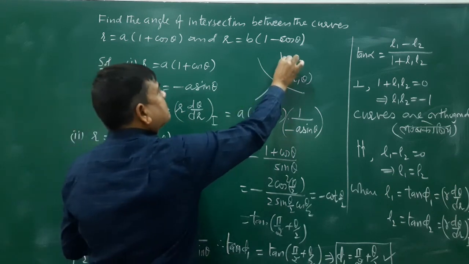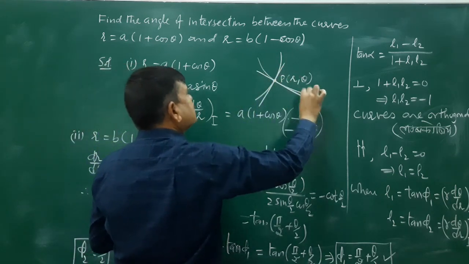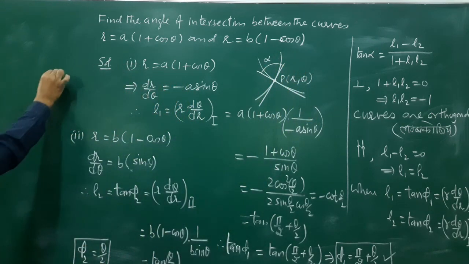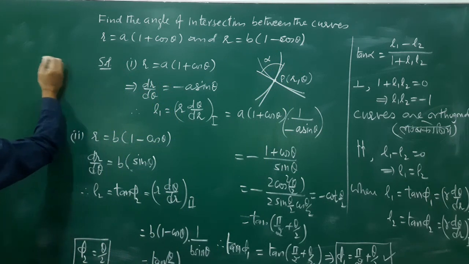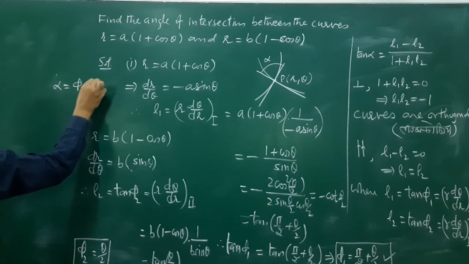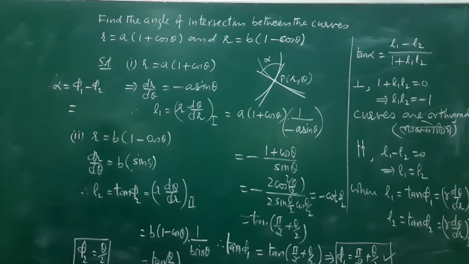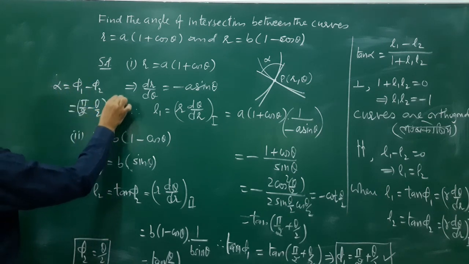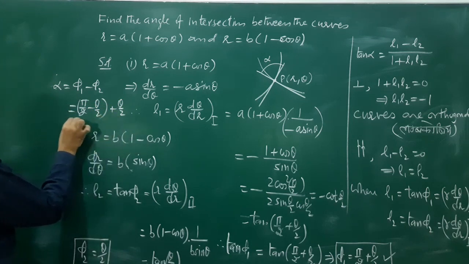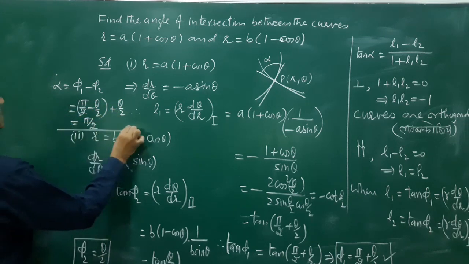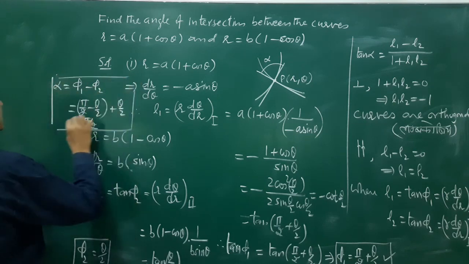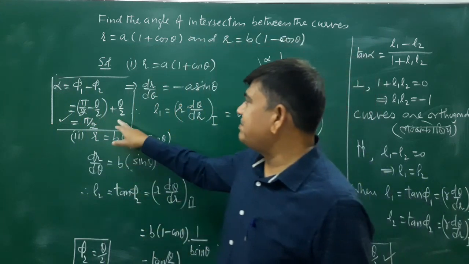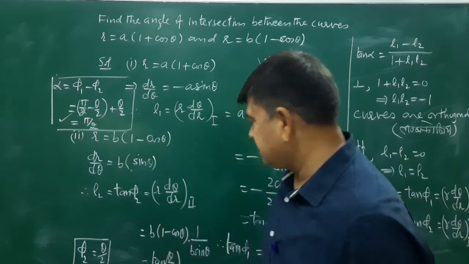Okay, so this is alpha. Alpha is phi 1 minus phi 2, and what is phi 1? Pi by 2 plus theta by 2 minus theta by 2. So the answer is pi by 2. So the angle between two curves is pi by 2, meaning the curves are orthogonal. Okay.